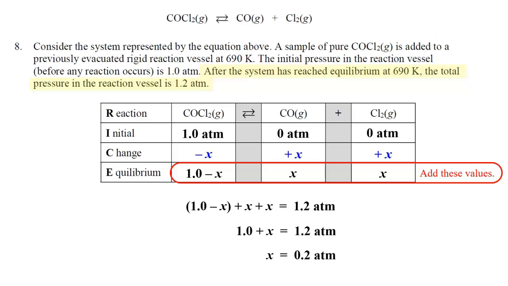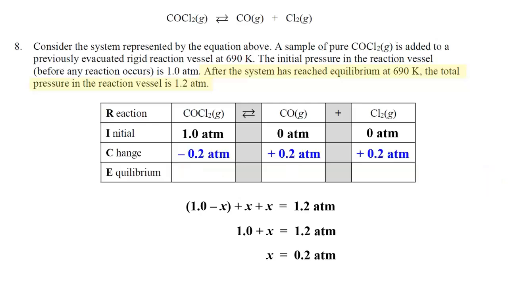Well, now that we know that x equals 0.2, we can fill in the remainder of this RICE table with actual numbers. So the change row of the RICE table now becomes minus 0.2, plus 0.2, plus 0.2.